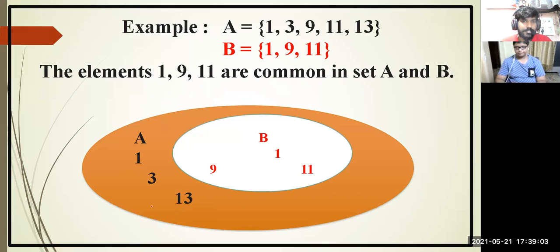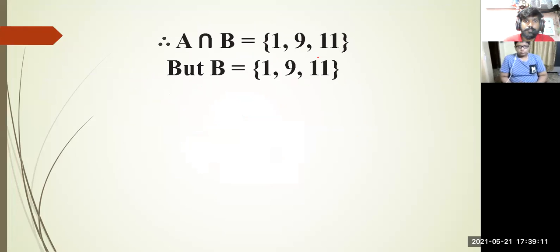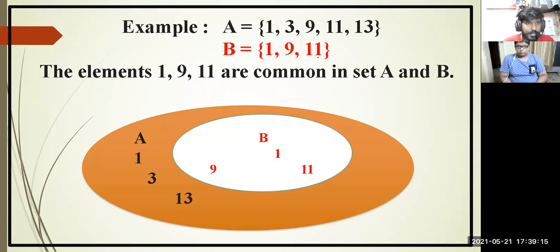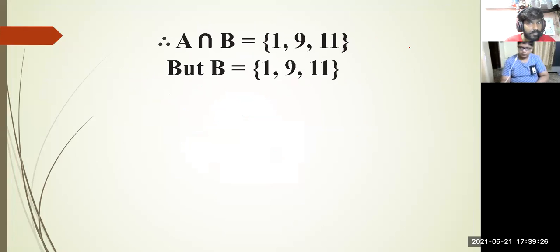So it will be like this, and you have drawn like this. Okay, correct. So B is inside A. Now, one thing to note from this particular example: A intersection B is 1, 9, 11, correct? Yes. And B was also 1, 9, 11.